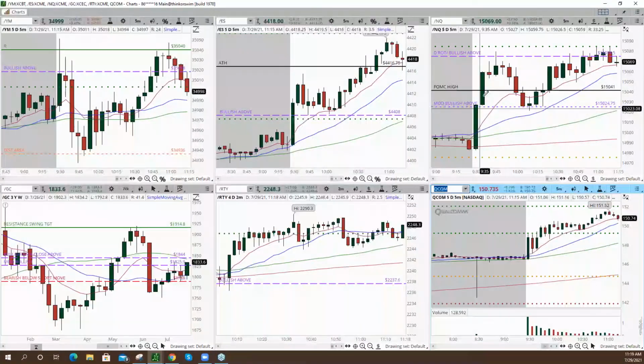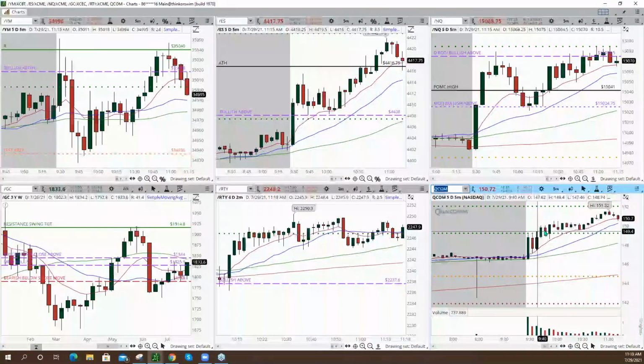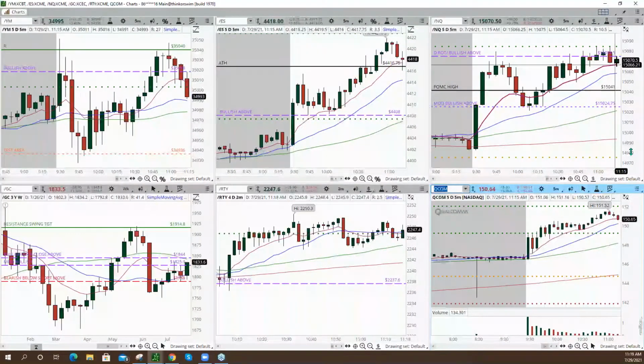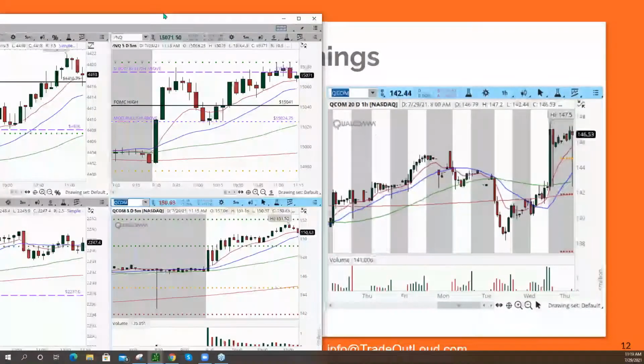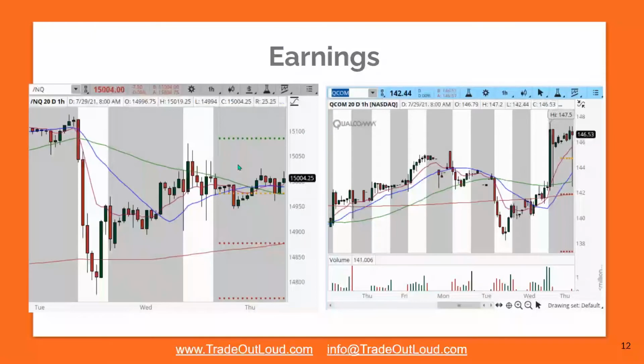So you can see the in-sync momentum moving to the upside, breakout, and levitating into the highs. And you can see how Qualcomm is mimicking the price action of NASDAQ. So this is what I like to take advantage of going into earnings season.